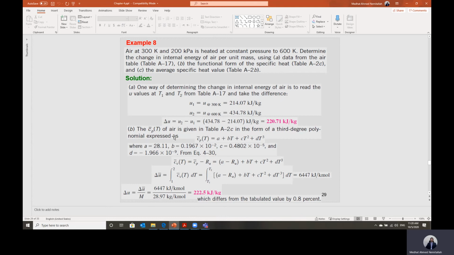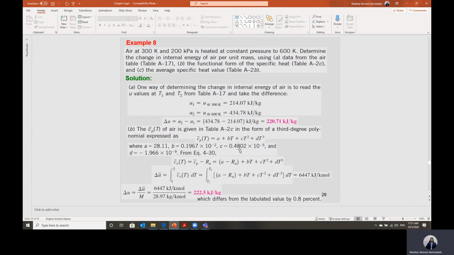The other method, which is the integration, will not come in your exam. I will never ask you to do this. But this is another method. You will be using in your exam either the exact approach or the variable specific heat approach, or the last one, which is the constant specific heat approach. This integration is a kind of tedious mathematical job you can do. You can check for air from table A-2C.